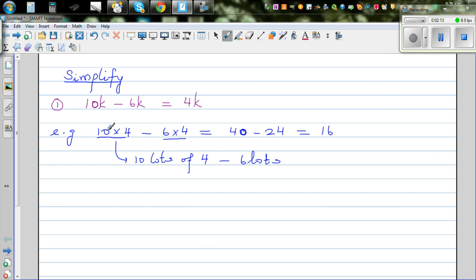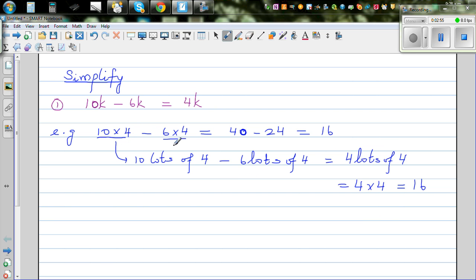So I'm saying this is 10 lots of 4. You can say 4 plus 4 plus 4, if you add ten times, you get 40. And this is 6 lots of 4. If you add 4 six times, you're going to get 24. So this is the same as saying 10 lots of 4 take away 6 lots of 4. How many lots of 4 are remaining? That is 4 lots of 4. This is the simple understanding of algebra. And 4 lots of 4 means 4 times 4, which is 16.